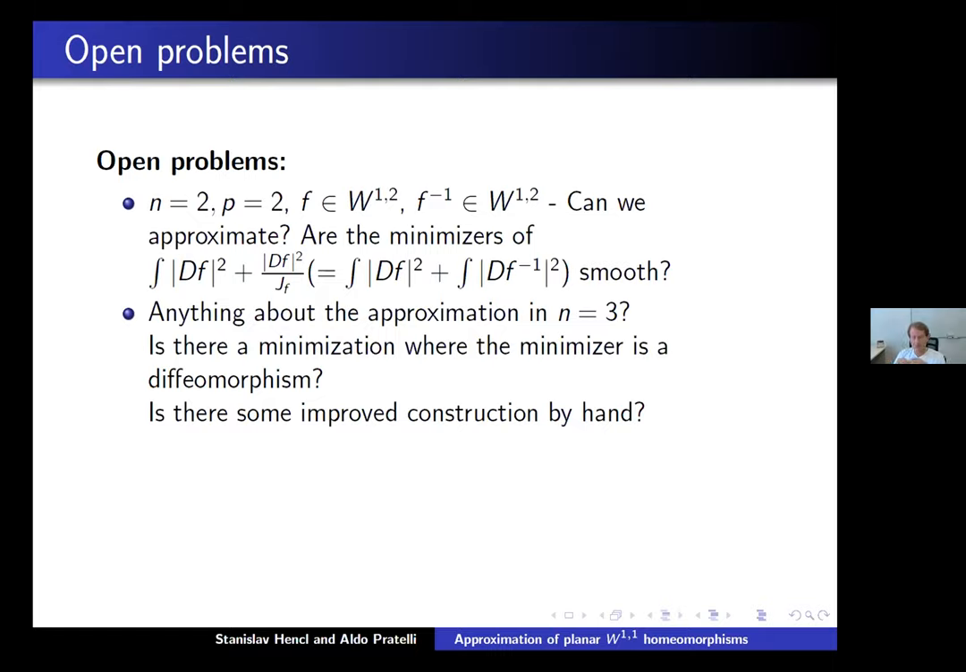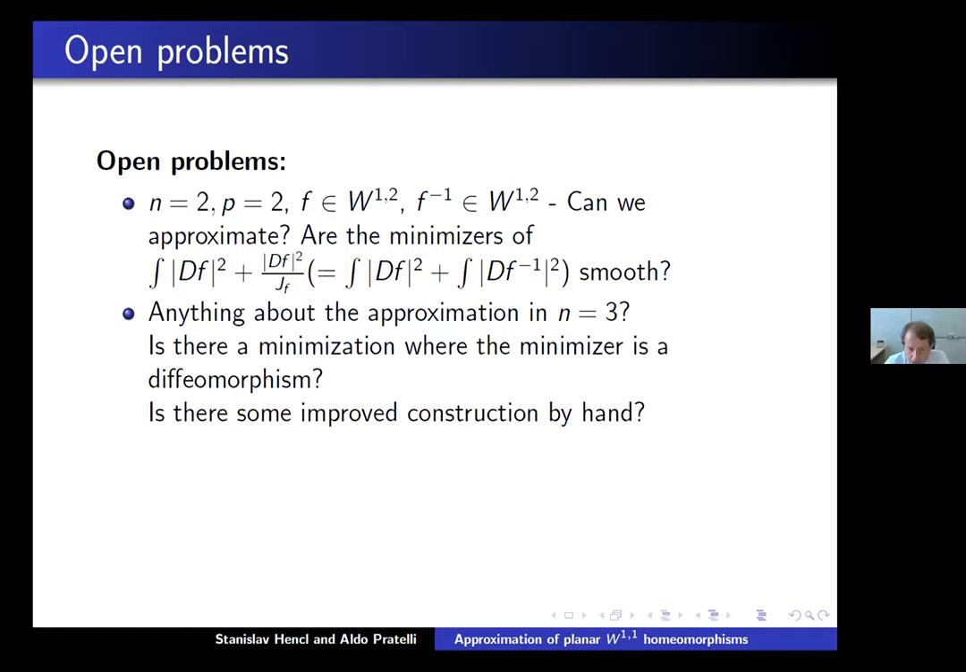So is it possible to somehow mimic the proof of Kovalev, Onninen, Ivanets? Can you show that some minimizers are diffeomorphisms? No one knows. Can you do some construction like here, but instead of using the shortest curve, using minimal surfaces or something? No one has a clue how to do that.